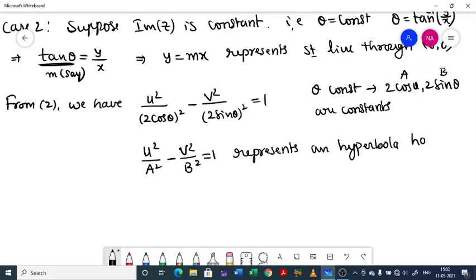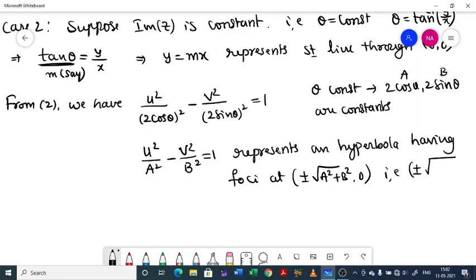having foci at plus or minus square root of a square plus b square comma 0. Again, square root is not necessary. Plus or minus a square plus b square, that is (2 cos theta) whole square plus (2 sin theta) whole square, that is 2 square times of cos square theta plus sin square theta, that is 1. You get 4. So taking square root, you get 2 only, 0.